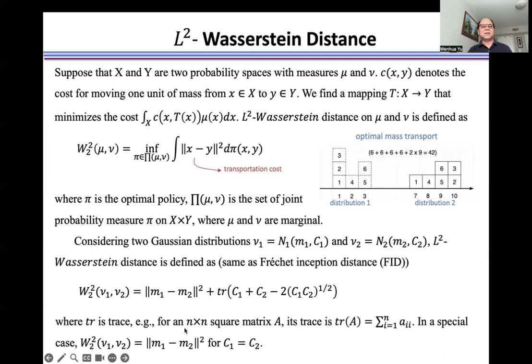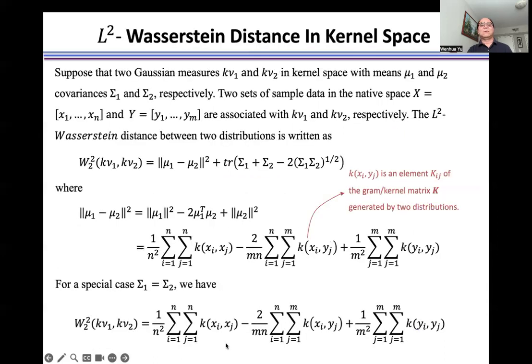In a special case, L2 Wasserstein distance is equal to the squared difference of M1, M2 for C1 the same as C2. Suppose that there are two Gaussian measures Knu1 and Knu2 in the kernel space with the means mu and covariance sigma, respectively. To set up, sample data in the native space X and Y are associated with Knu1 and Knu2, respectively.